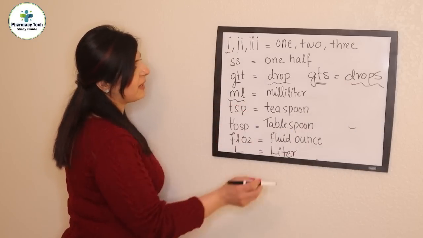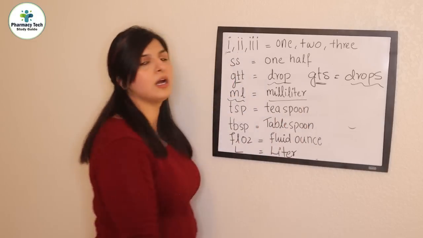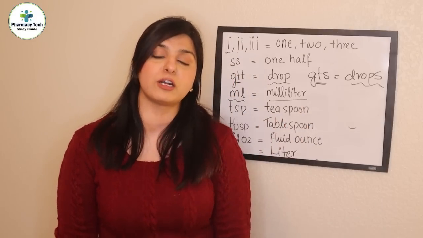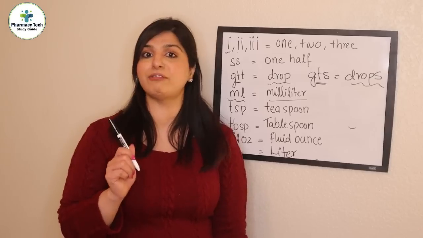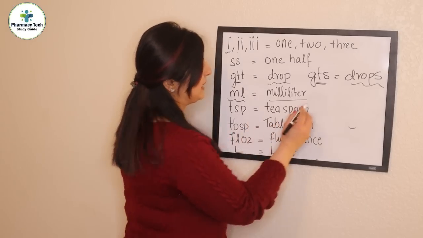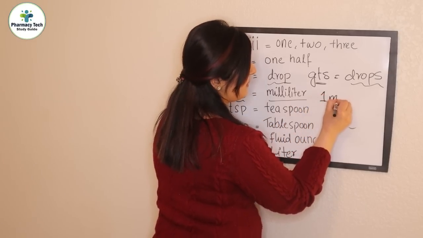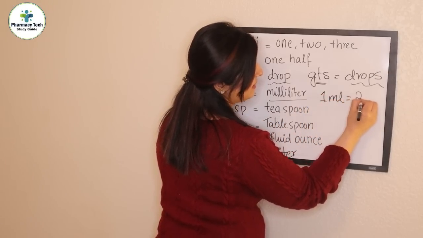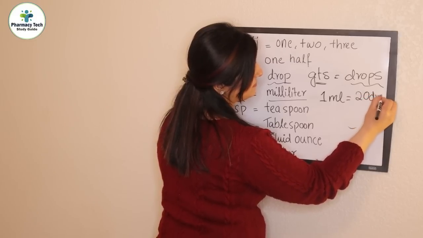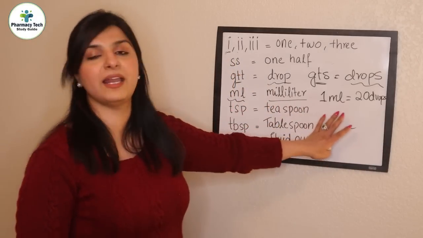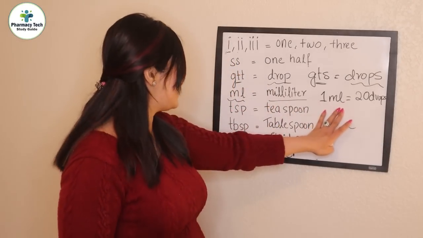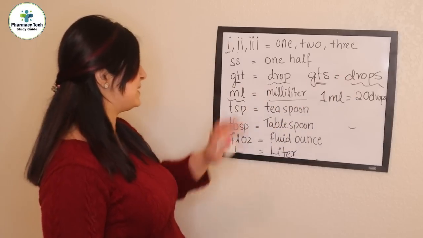Then we have ml, which is milliliter. Mostly in your medical terminology or pharmacy, all the liquids are measured in milliliters. And just an FYI, 1 milliliter has 20 drops in it. Okay, so ml is milliliters, and 1 milliliter has 20 drops in it.